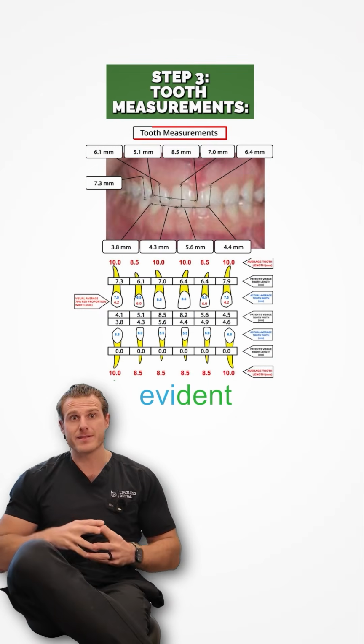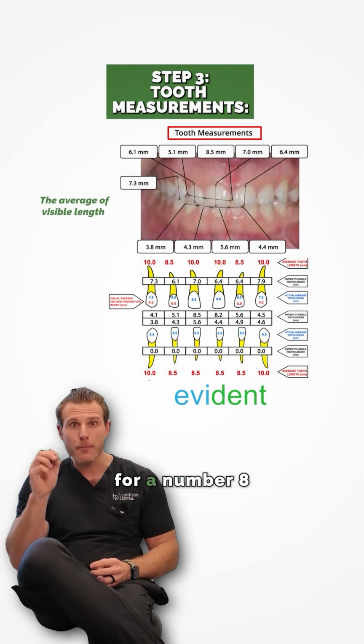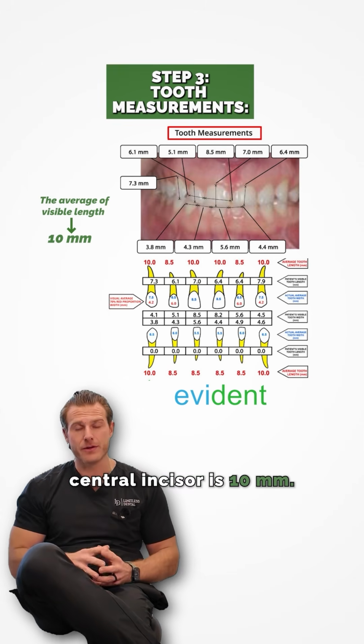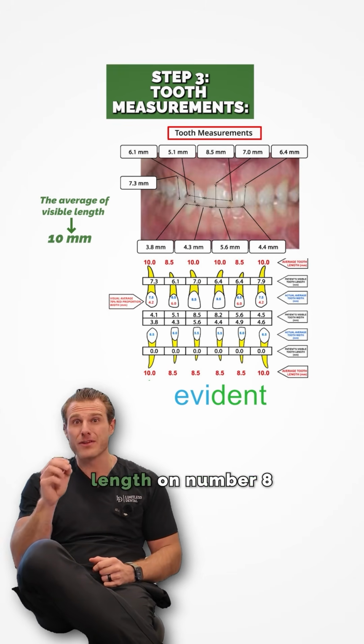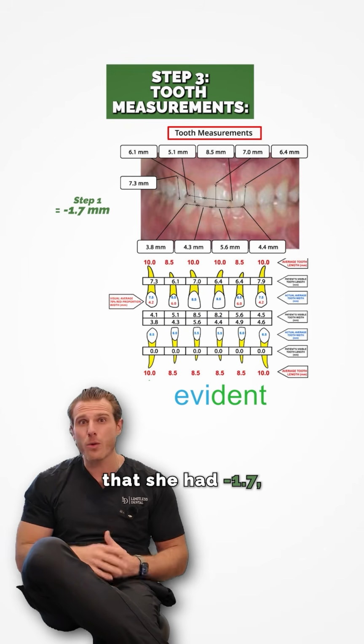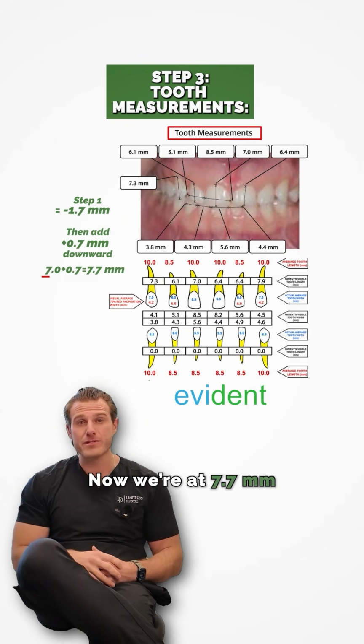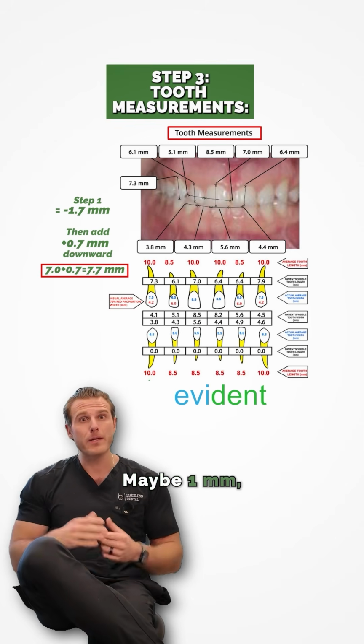Step 3, tooth measurements. The final step analyzes the tooth proportions. The average visible length for a number 8 central incisor is 10 millimeters. This patient has a visible tooth length on number 8 of 7 millimeters. So if I told you in step 1 that she had -1.7 and we're going to add 0.7 millimeters downward, now we're at 7.7 millimeters. So maybe we have to go up a little bit, maybe 1 millimeter, maybe 2.